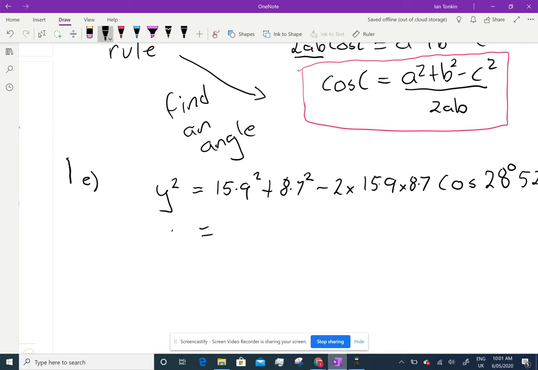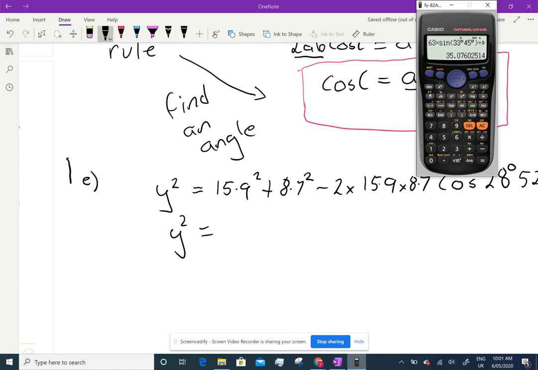Righto. And that's going to give me y squared. So here we go, just a lot of calculator work now. That first line is very important. Don't neglect it. 15.9 squared plus 8.7 squared minus 2 times 15.9 times 8.7 times cos 28 degrees 52 minutes.